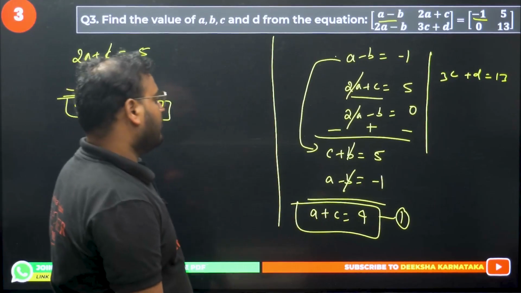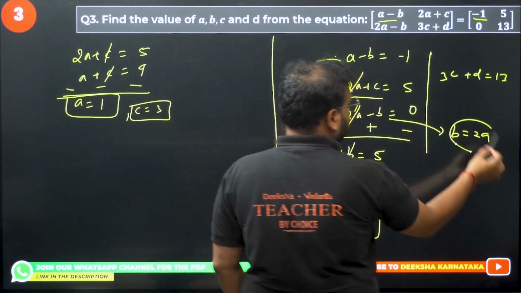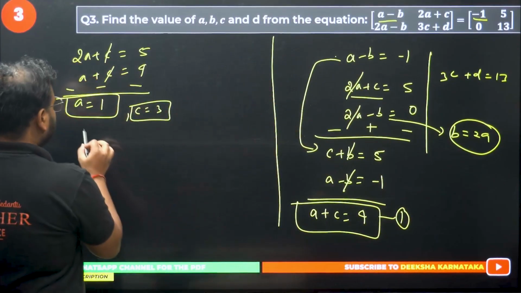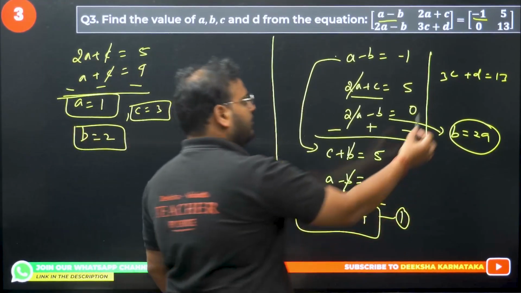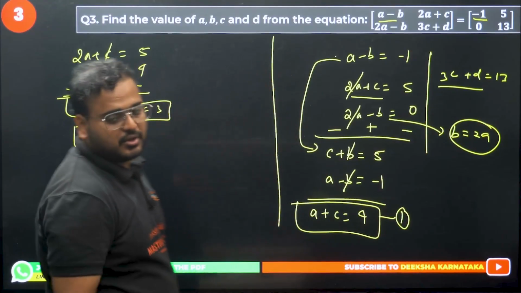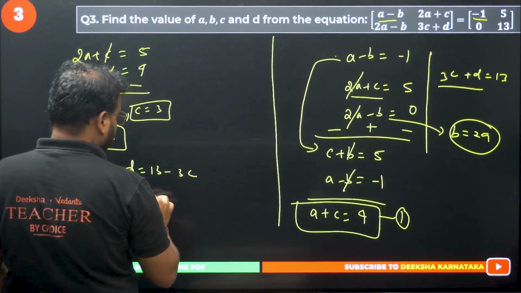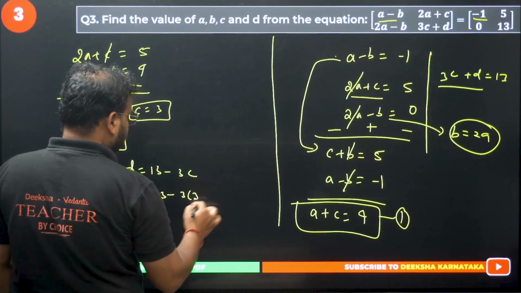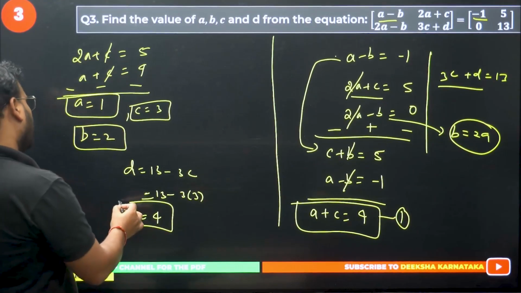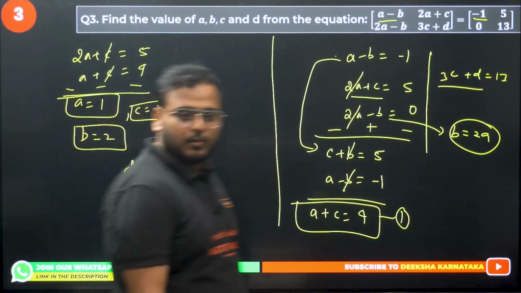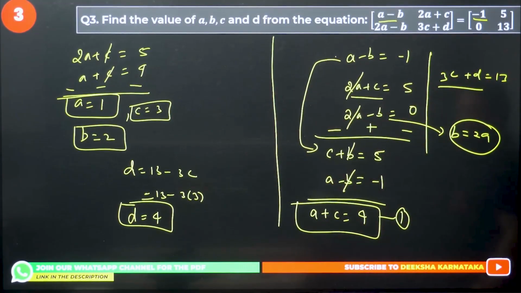And from this equation we get b equals twice of a. It means b is twice of 1, so b is 2. And d, from here we can see 3c plus d is 13, so d will become 13 minus 3c. So 13 minus 3 into 3. D is coming out as 4. So your value of a, b, c, d is 1, 2, 3, 4. Clear? Okay. Let's move on now.